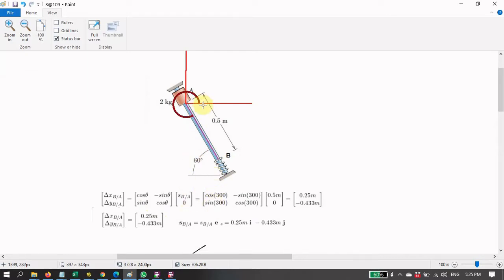The angle is measured from the x direction, and it takes about 300 degrees because here is 60 degrees, and we express the distance traveled from A to B, or position B relative to A, as 0.25 meters minus 0.433 meters. So the origin is taken at point A.